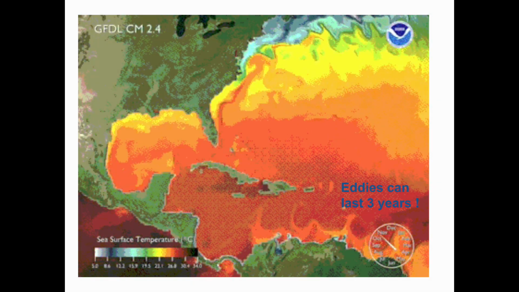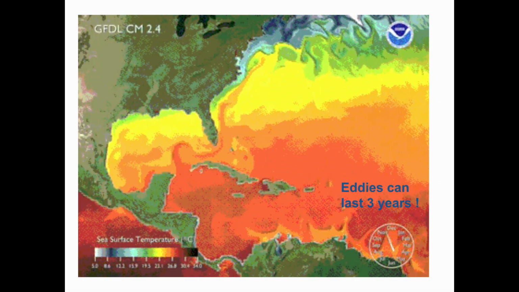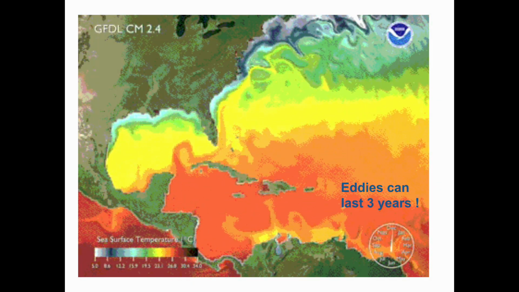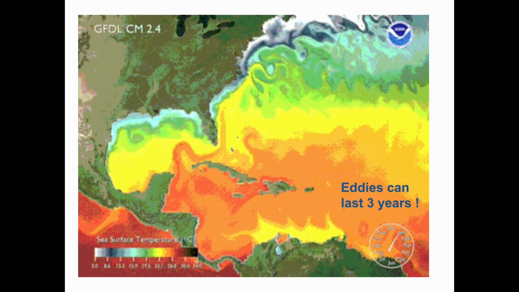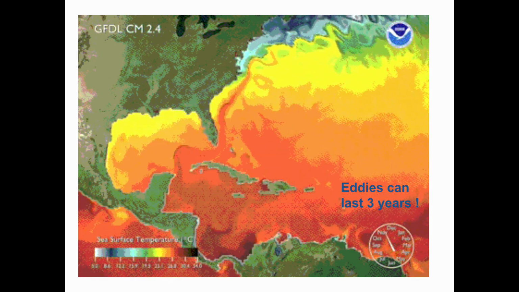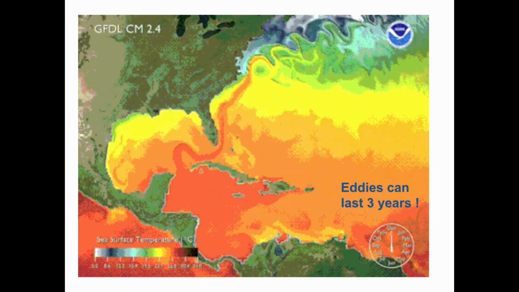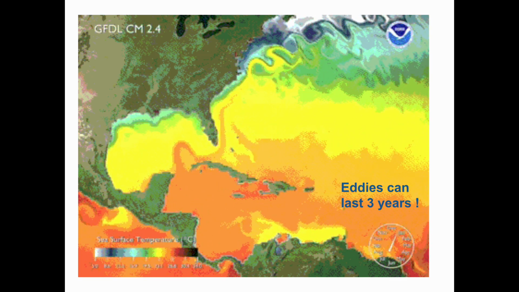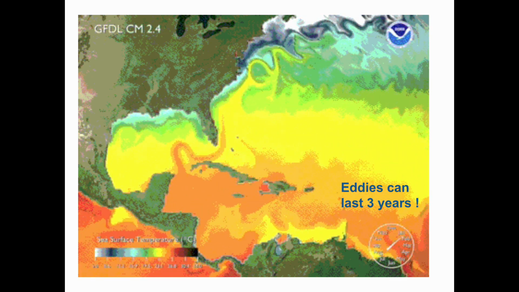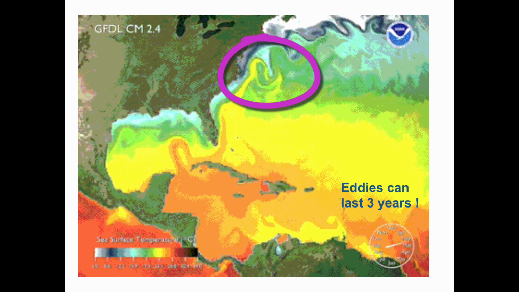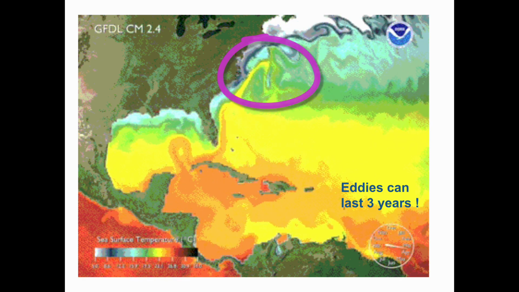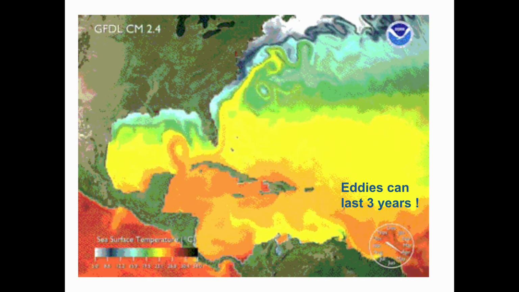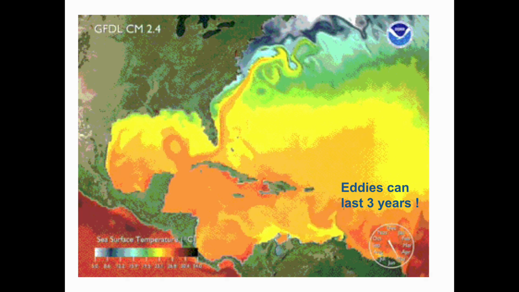So eddies are an important part of mixing and can lead to some of the algal blooms and the phytoplankton blooms that we get on a yearly basis. In this image, you can see how some of those eddies are spinning off of the Gulf Stream and circulating almost on their own long after that current has passed that area.